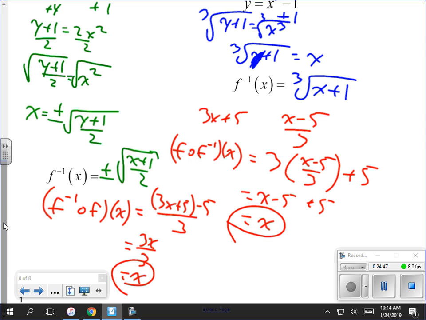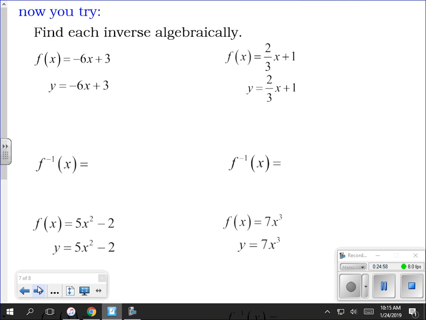And by the way, the question for my AP Calculus students on the test would be, find the inverse, and then they would have to do this to prove that it is the inverse. You don't have to do that. You just have to find it. Okay, find the inverses.